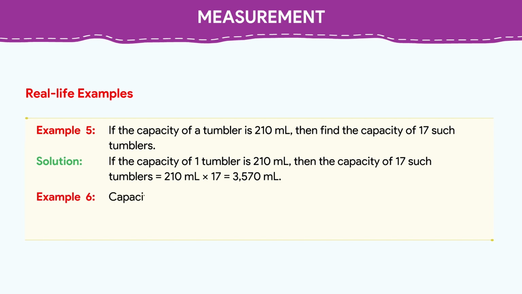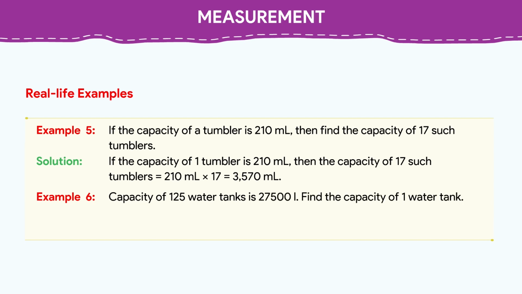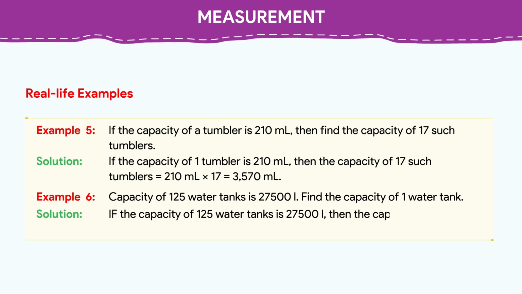Example 6. Capacity of 125 water tanks is 27,500 liters. Find the capacity of one water tank. Solution. If the capacity of 125 water tanks is 27,500 liters, then the capacity of one water tank is equal to 27,500 liters divided by 125, which is equal to 220 liters.